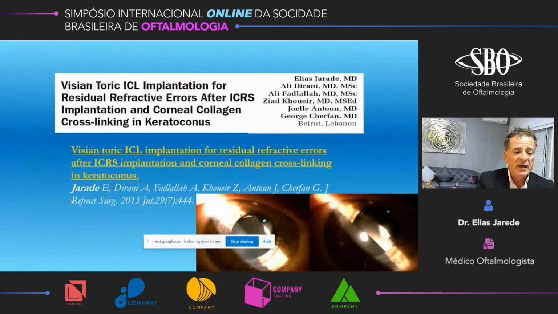The same we have done with toric ICL after ring implantation. We have published the same in corneal irregularities with low corrected distance visual acuity. We do implant the ring in order to treat irregularities and enhance corrected vision, and then do the ICL implantation.